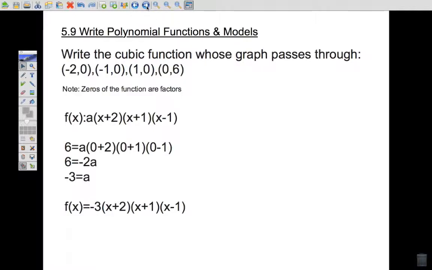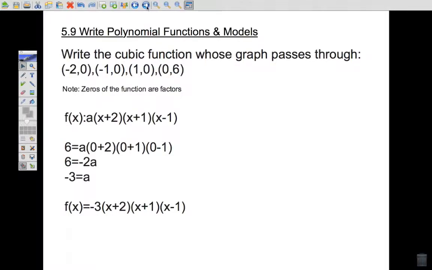Again, when you're writing the cubic function, meaning your biggest exponent will be a 3, you'll have an x cubed, you will have 3 x-intercepts. Your polynomial will cross the x-axis in 3 places. In addition to those 3 points, you'll also be given another random point that the function, when graphed, goes through.